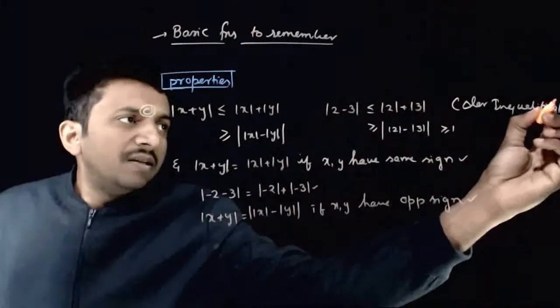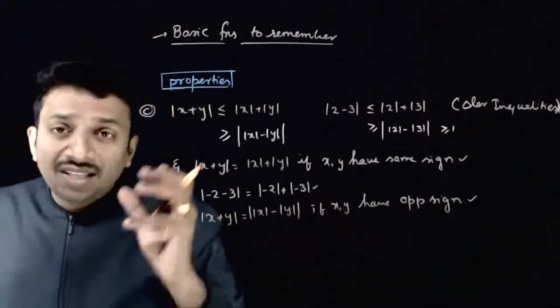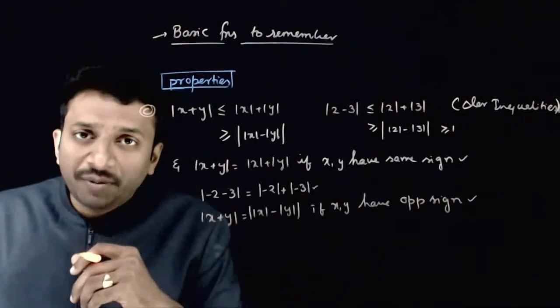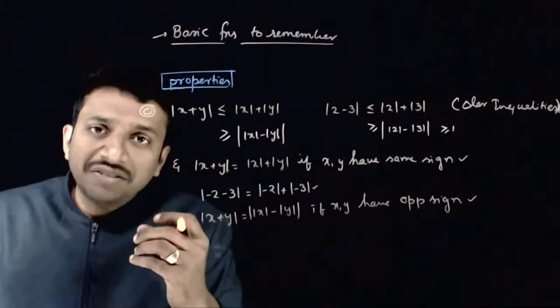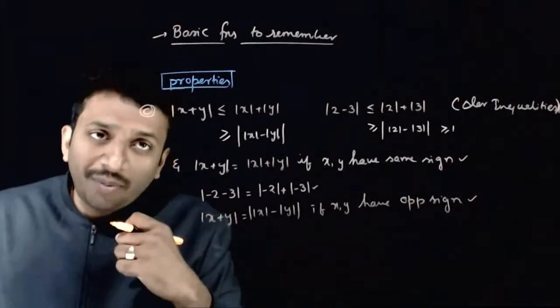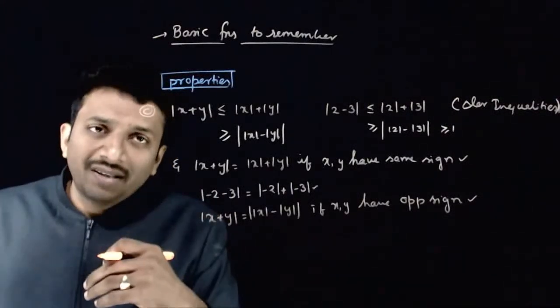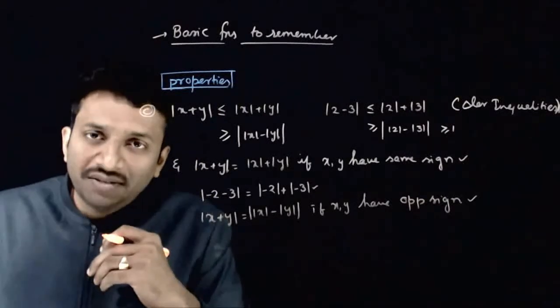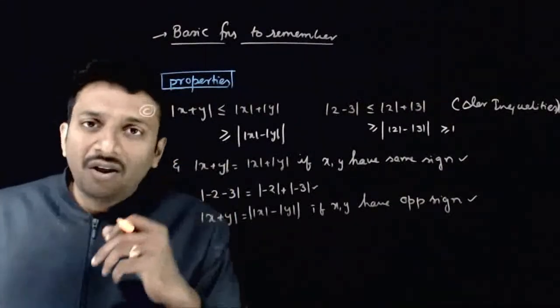Right? So these are the basic properties which you need to remember. First is root of x square will always be equal to mod x. That is in the equality part. And in the inequalities part, we have three inequalities. So you need to remember all of them correctly.